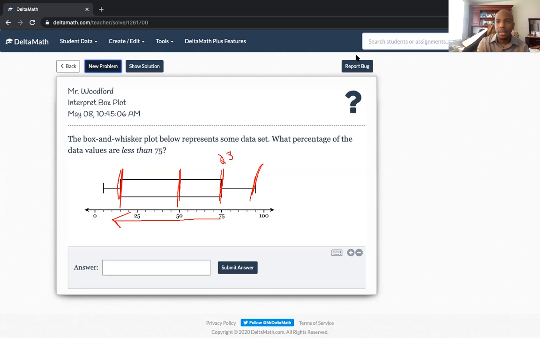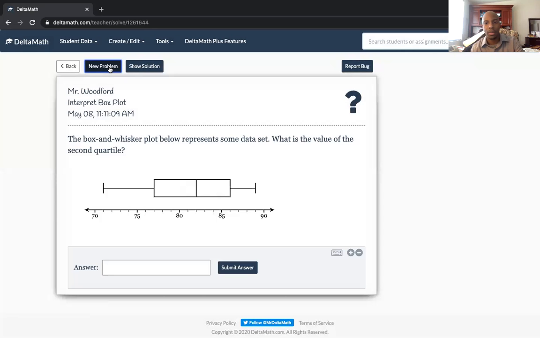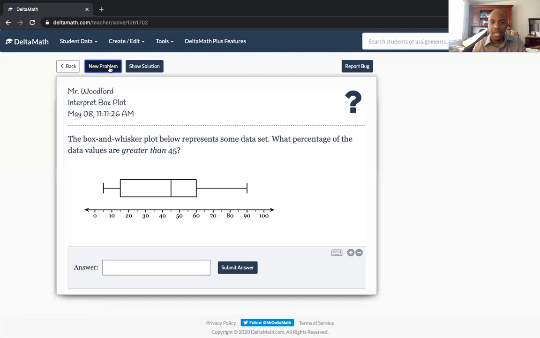All right, let me clear this out. I'm going to do one more example on Delta Math, and then we're going to dive into what we need to talk about today. That asks about the second quartile, which you should know is the median, and we're going to talk about that today a little bit. The upper quartile, what I just mentioned, is the third quartile of the box plot. First quartile, we know that one. Here we go.